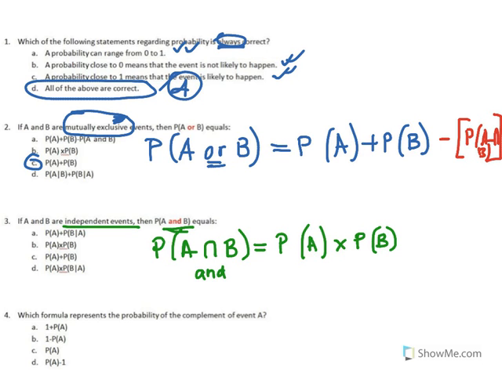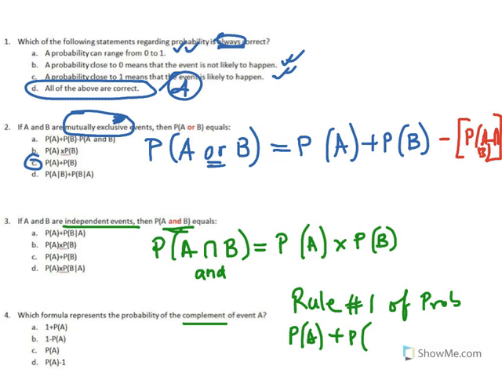Moving on to question number 4. Which formula represents the probability of the complement of event A? The complement of event A. Now we do know that rule number one of probability is that the probability of event A plus the probability of event not A will be 1, right?